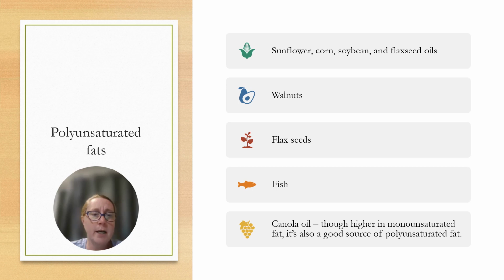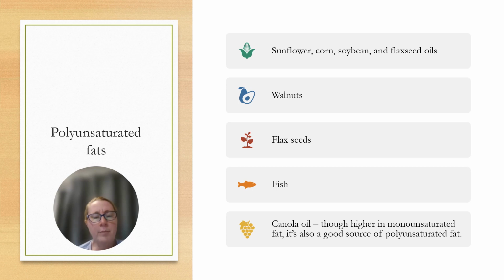So next we have our polyunsaturated fats, and we have sunflower, corn, soybean, and flaxseed oils as good sources of polyunsaturated fats. Walnuts are definitely an excellent source, the highest source of omega-3 found in walnuts. Pistachios do have a little bit, pecans do, as well as pine nuts. Flax seeds are another great addition for a polyunsaturated fat, as well as chia seeds and hemp seeds. And then, of course, fish. Some more than others.